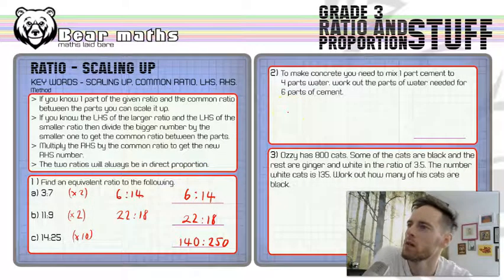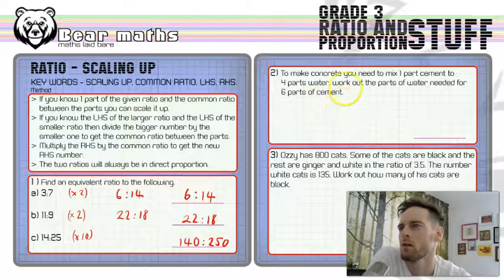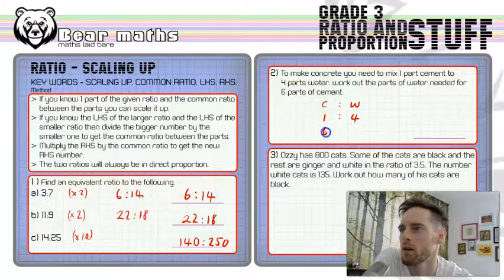And number 2, to make concrete, you need to mix 1 part cement to 4 parts water. I'm not sure if that's actually true. Work out the parts of the water needed for 6 parts of cement. So we're mixing concrete, 1 part to 4 parts. So I'm going to put cement and water as a ratio. I'm going to put the 1 part cement underneath the C and the 4 parts water underneath the W. 1 part to 4 parts. And then I'm going to put the 6 parts cement under there.